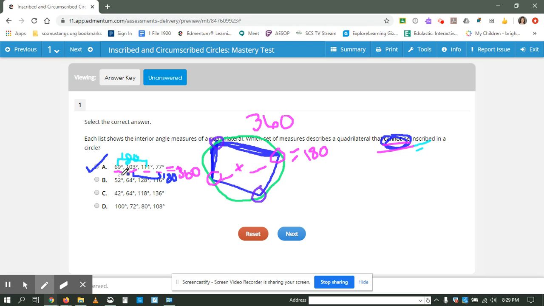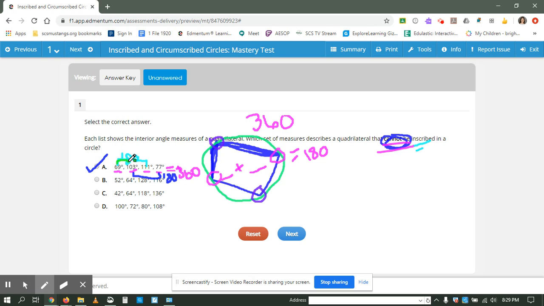So what you need to do is go through, try the other three, and see if you find one that either does not add up to be 360 or one that you cannot pair up with anything to be 180 degrees. So with that being said, be careful. Don't assume that if you match it up to something, it's not going to work.